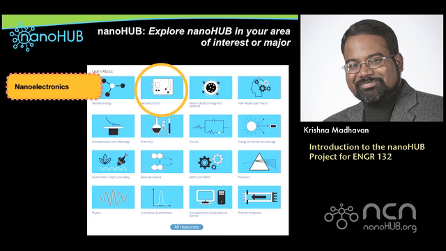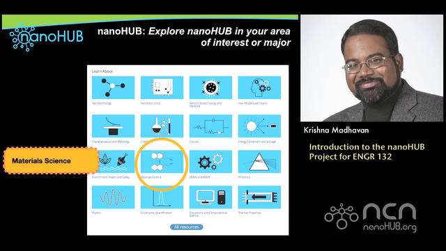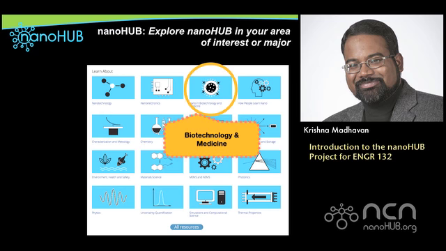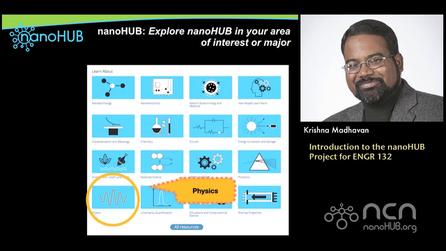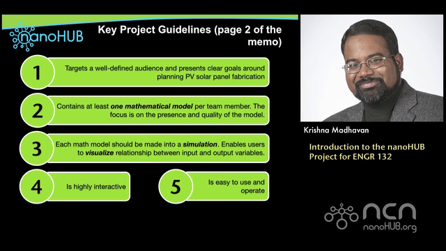For example, nanoelectronics is a topical area, but you can also look at material science, or you can look at nanobio, which is biotechnology and medicine, or you can look at physics as a topical area. There are other areas over here too. Now, once you have looked at all of this, you will probably get a good impression of what nanoHUB is. So let me talk to you a little bit about what we are expecting from you and your team as part of this project. I'm sure you've seen the project memo already.